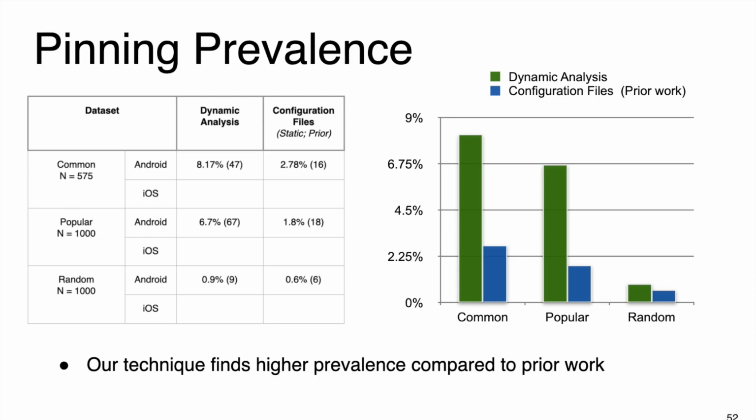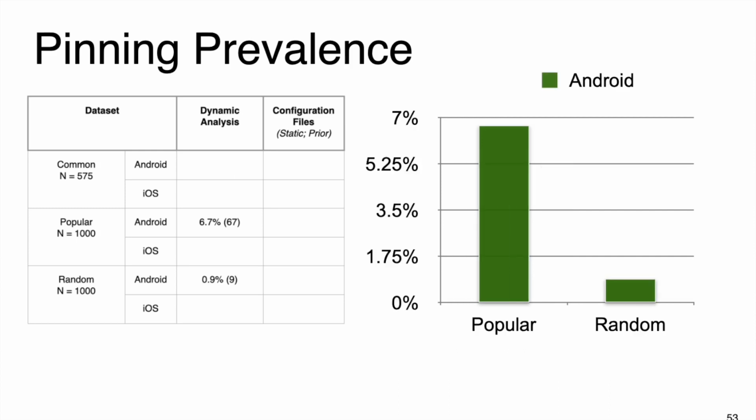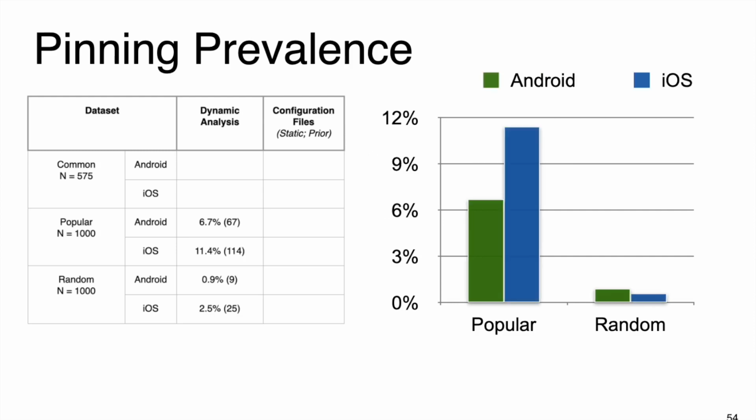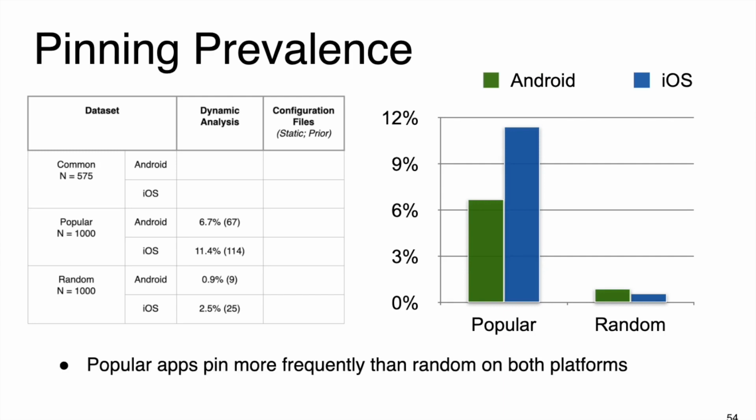An interesting next question here is whether popularity has an effect on pinning. To understand this, let's look at pinning prevalence in the popular and random data sets. Continuing with Android, we see that popular apps pin more frequently than random apps. In fact, this is true for iOS as well, where we see popular apps pinning more than random ones. This indicates that popular apps might care more about improving the security of their network connections and that they use advanced techniques such as certificate pinning to achieve this.